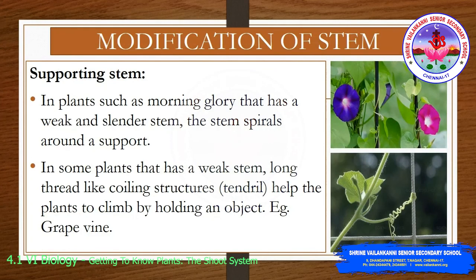Now we shall study the modifications of stem. First amongst it is the supporting stem. In plants such as morning glory that has a weak and slender stem, the stem spirals around a support, as you can see in this picture. While in some plants that have a weak stem, long thread-like coiling structures which are called as tendrils help the plant to climb by holding the object. Examples of plant which has a tendril is grapevine, as you can see in this picture.